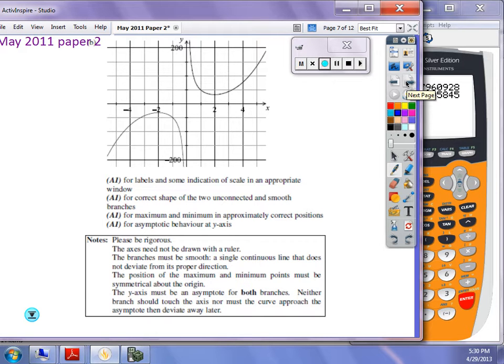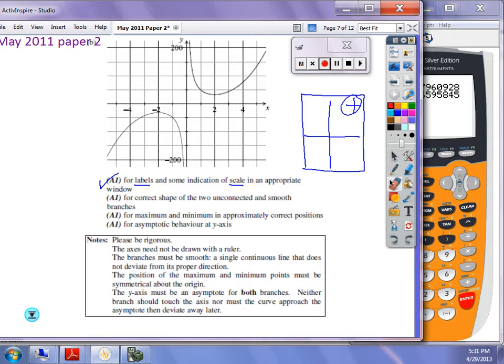So first of all, you'll be getting an accuracy point for labels and an indication of scale. Even if you're just sketching on IB graph paper, use the entire sheet of paper for your graph. Don't make your IB grader look for some little graph that you've got snuggled up in the corner of a whole sheet of graph paper. Use the entire piece of graph paper.